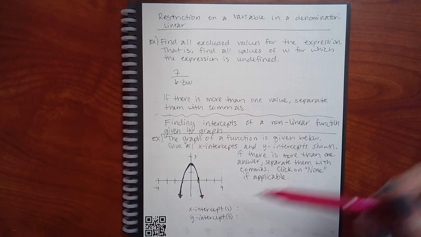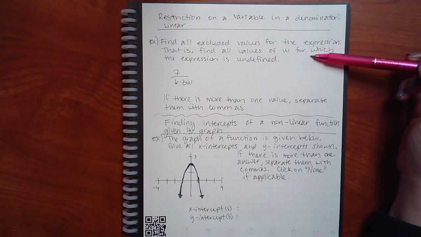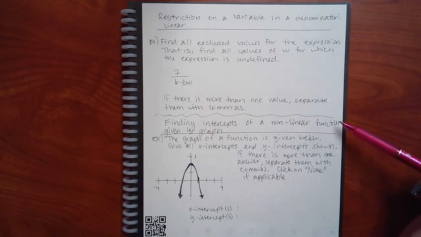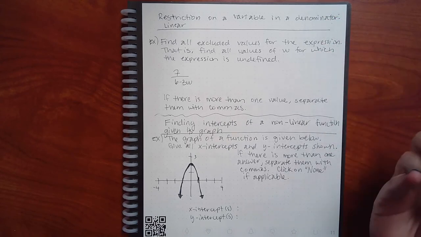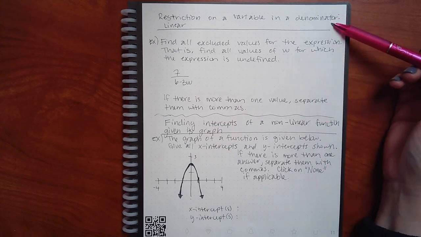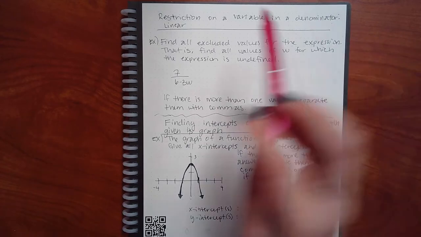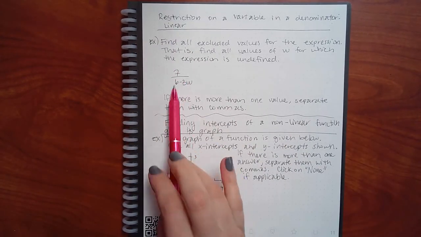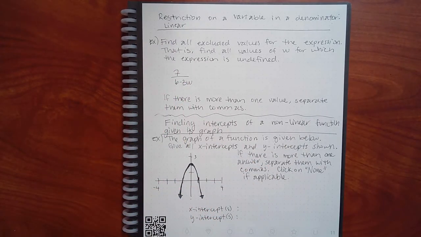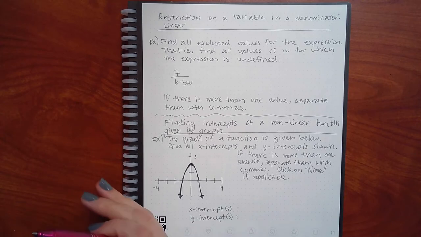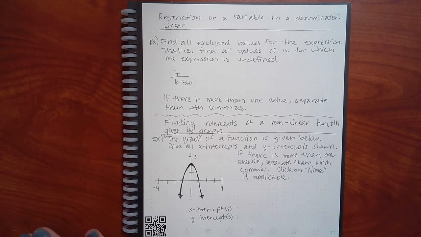Okay, so I just went ahead and did them by topic, and then this is the example for that topic. If you see a squiggly line, that's just because I have two topics on the same page, okay? So for the first topic, it says restriction on a variable in a denominator, and it says linear. Basically, your denominator will be a linear kind of problem. Later in 320, the bottoms won't be linear, but that's later, okay? Right now, all you know is linear equations and how to solve linear inequalities, right? That's all we know so far.